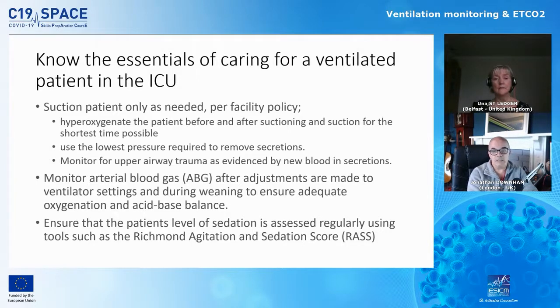They'll have a radial line into their artery, possibly. It could be in another place, but commonly the radial artery in the wrist is the one that we use, so we can take the blood without causing them any more discomfort or distress, hopefully. As I said, ensuring the patient's level of sedation is assessed regularly using the RASS score, the Richmond Agitation and Sedation Score. That can make a big difference to the patients. So that's some of the things that we're going to be doing.